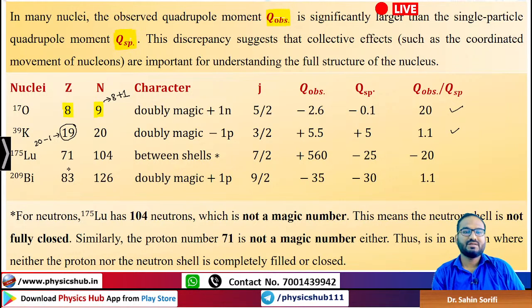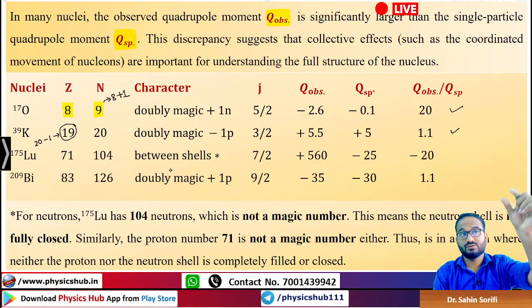Lutetium, here you can see Z and N. This is not closer to the magic number, it is way off from the magic number. You see, there are no closed shells. 71 is far away from the magic number, 104 is far away from the magic number. That is why it is said to be between closed shells. Between closed shells means what? Where magic numbers of protons or neutrons exist. So 71 and 104 are much away from the magic number, which is why it is between two closed shells.